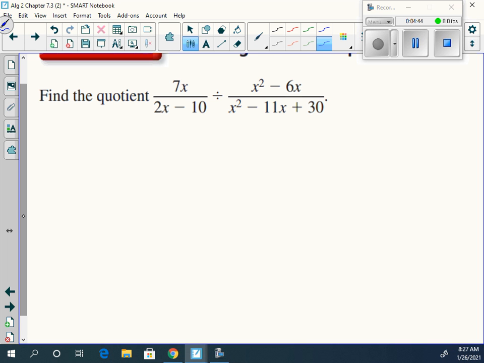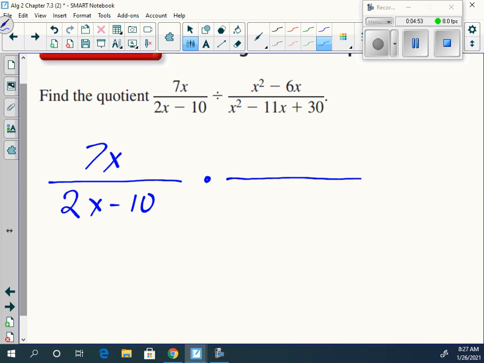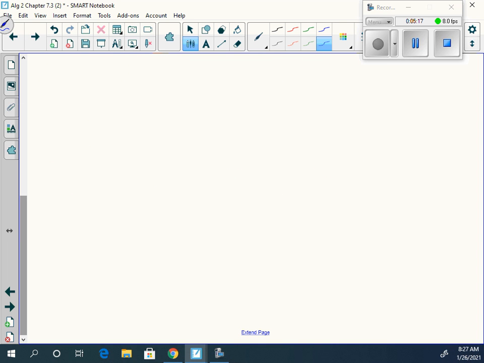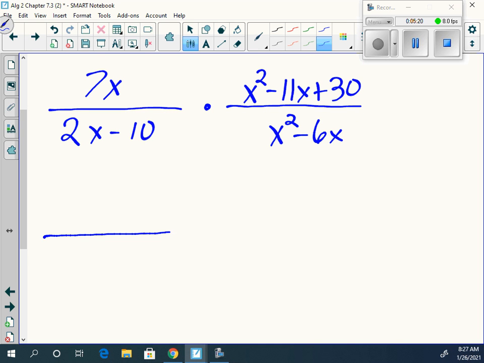So if we wanted to, really, we can go on and say, because we have 7x over 2x minus 10, and we can change it from division to multiplication. And we flip the second one. So we're really changing it from division to multiplication. Now we're doing exactly what we did yesterday. Now that we have it flipped, we can go on and factor and simplify these as far as we can.